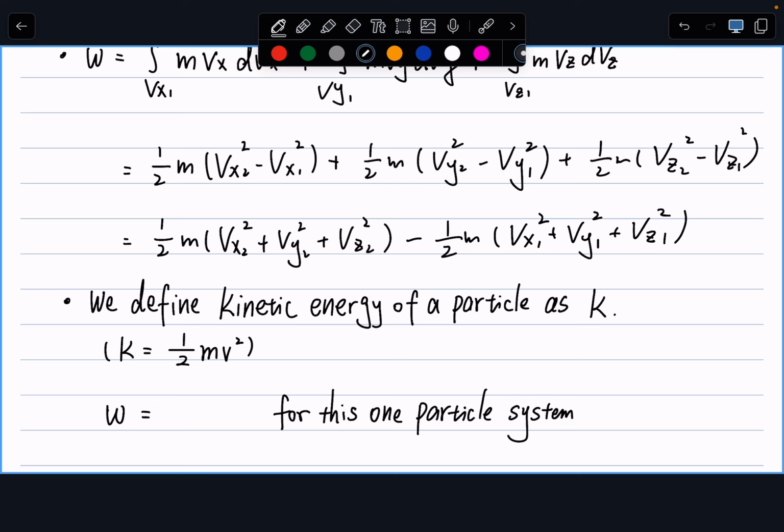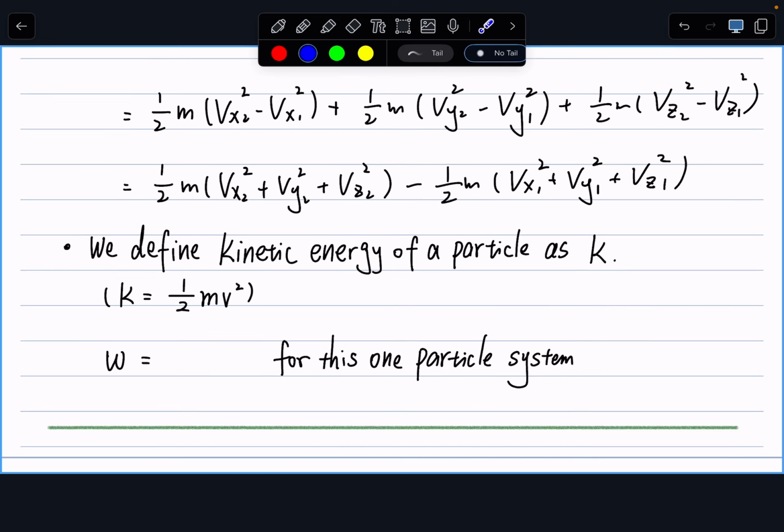Or the other way to put it is, we see the kinetic energy of the particle, or big K, as 1/2 mv squared. So your work for the process will be the final kinetic energy minus the initial kinetic energy for this one-particle system. That's what we mean when we say work describes the change of kinetic energy. Again, the take-home message is that work is only defined when we're talking about a process, going from state 1 to state 2.